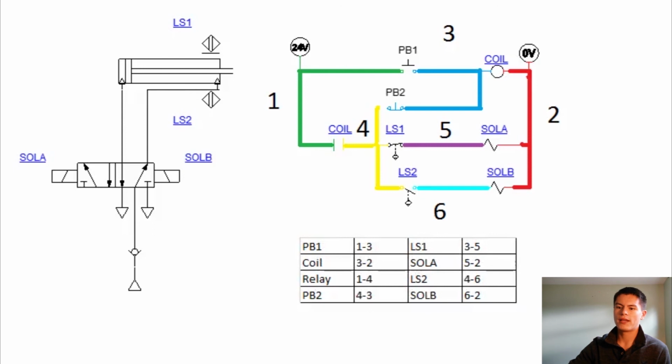And this process would just keep going back and forth as triggered by these limit switches until somebody hits push button number 2, which would cut off current to your coil, which would unpower your relay, and you would have an open or unpowered circuit.